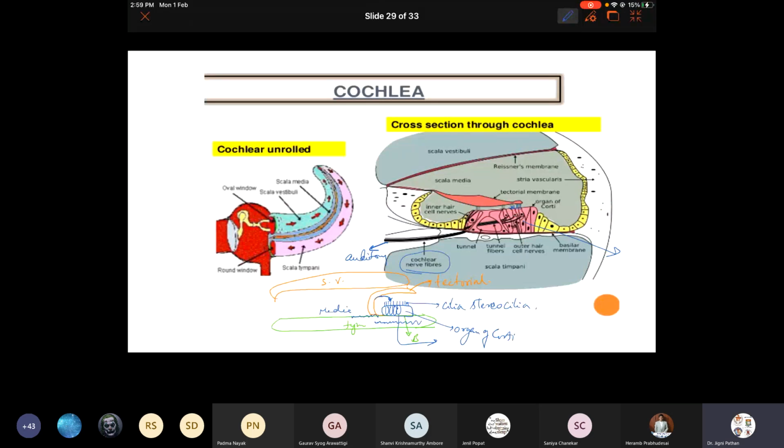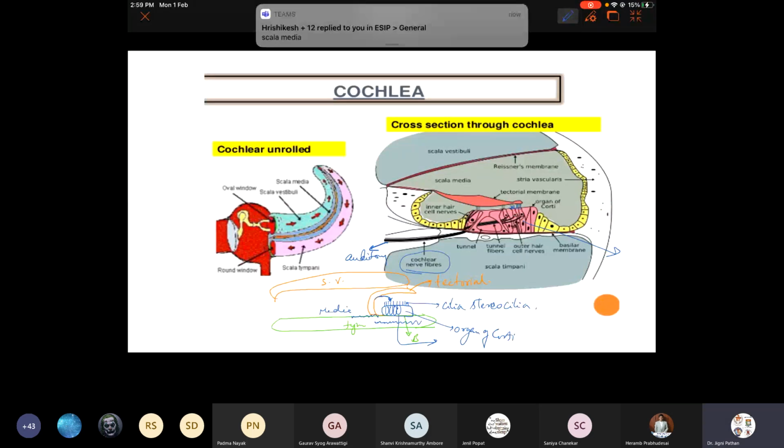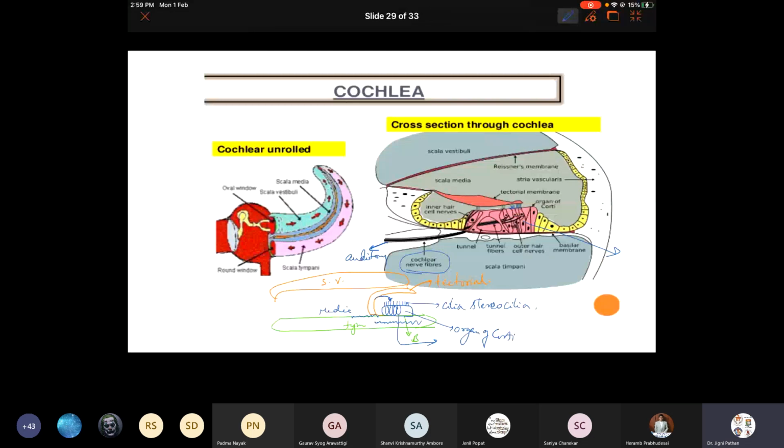Tectorial membrane, organ of Corti, cilia, very good. It is present in scala media. Point is clear. Now, when there is no touching between the cilia and the tectorial membrane, there is no vibration. The vibration doesn't happen when there is no sound.